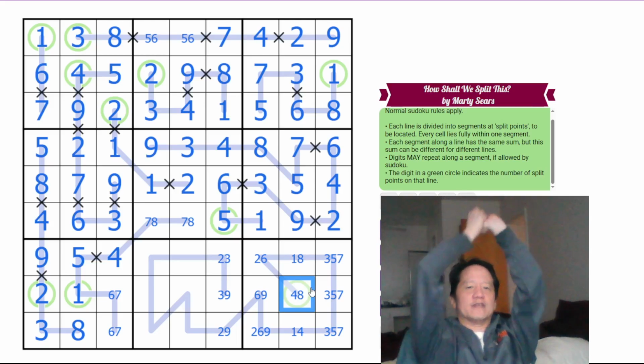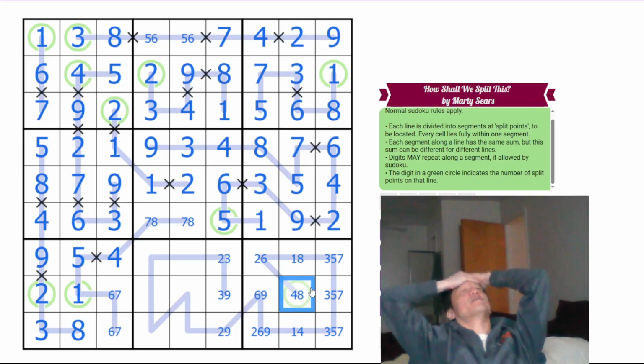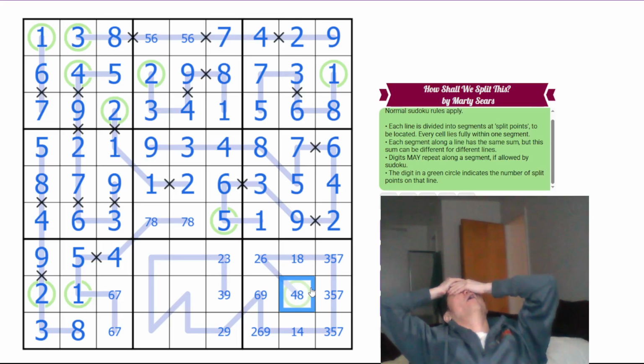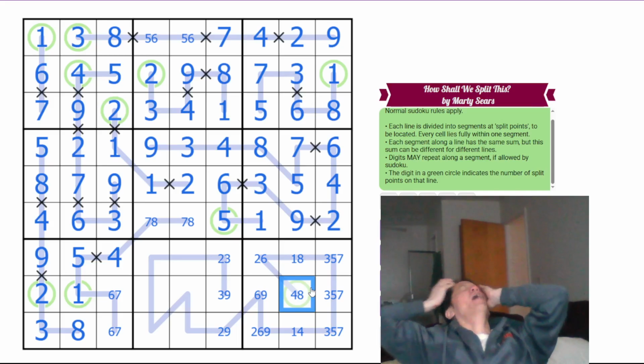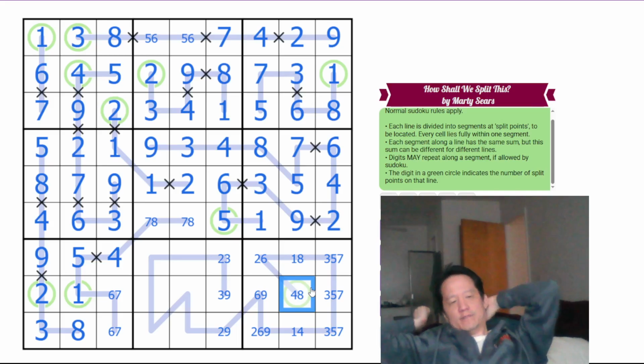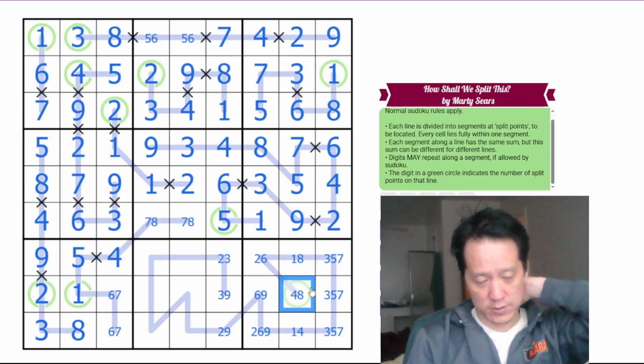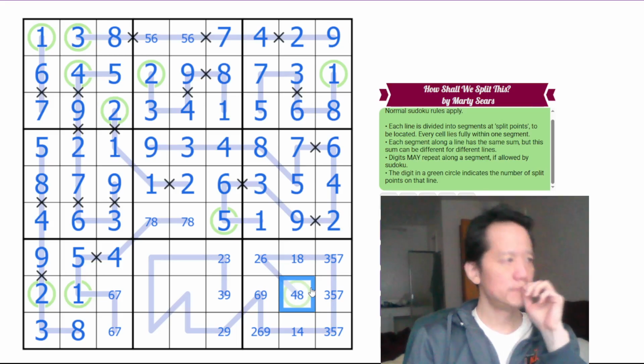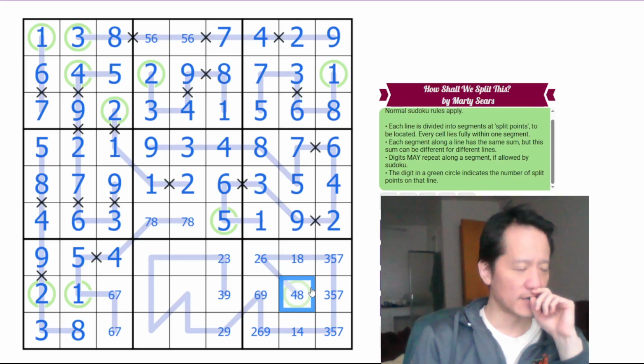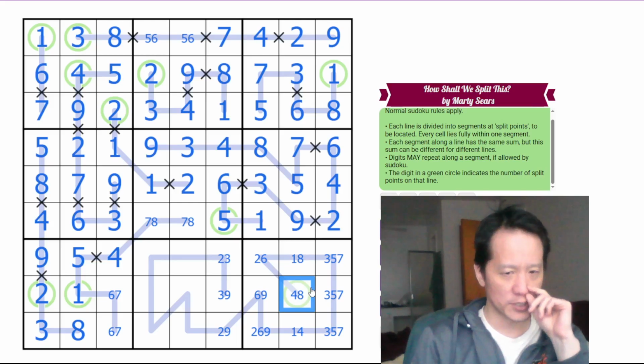Okay, we have 90. It's either divided by 4, or sorry, 5, which gives you 18 per segment as the sum of the segment. Or it's divided by 8, which gives you... So it's actually divided by 9. So that would be 10 per segment.